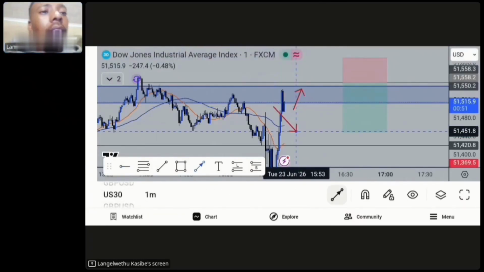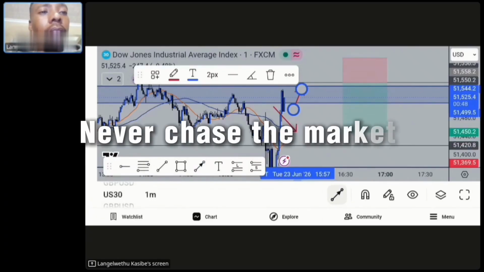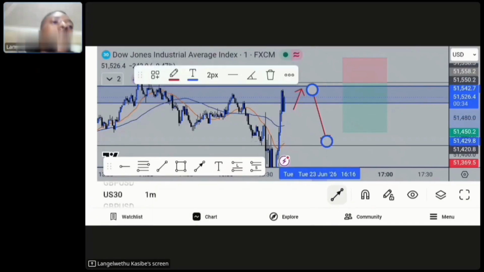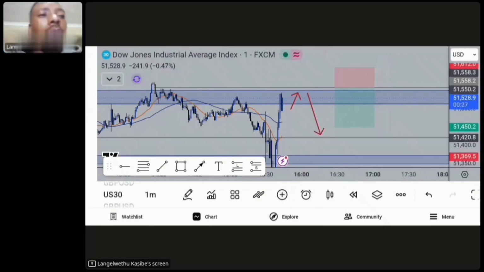See guys, the thing is you mustn't chase the market. You've got to let the market do its thing, bro. Don't chase it. This right here is my reactionary order block trading strategy. So we first have to wait for liquidity, and then after liquidity, we enter on the retest.